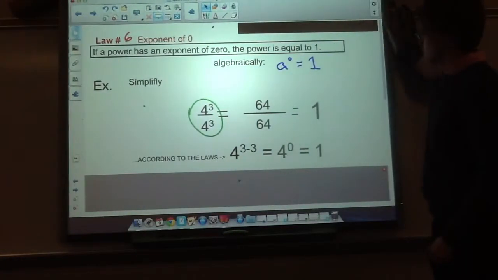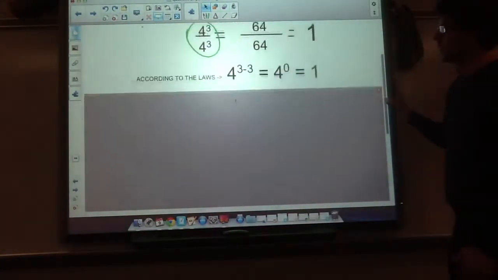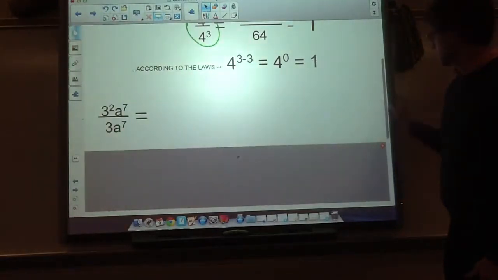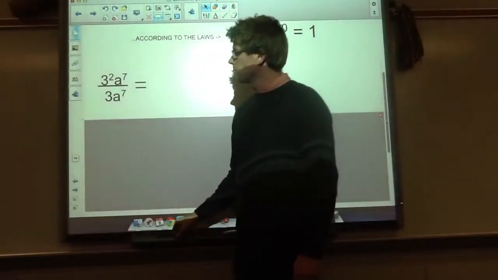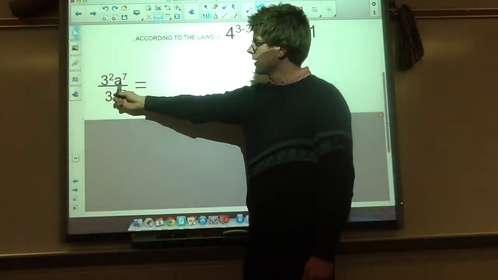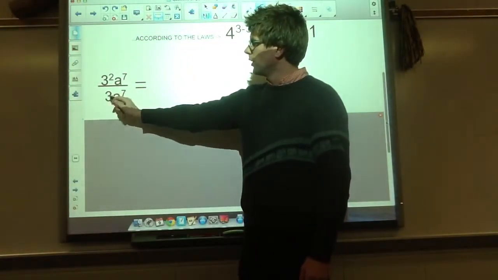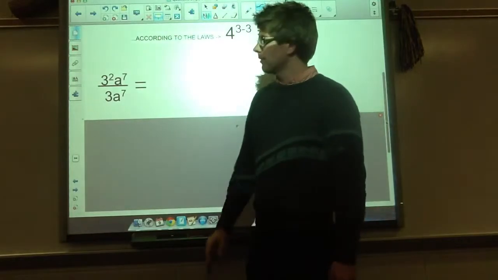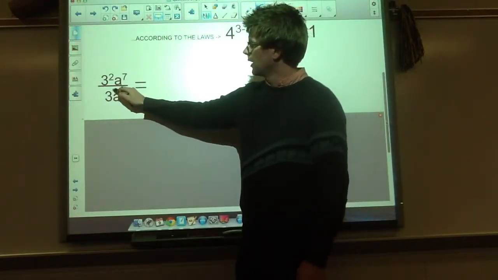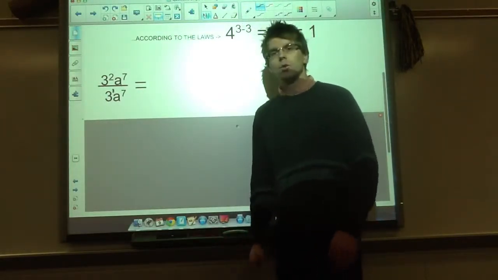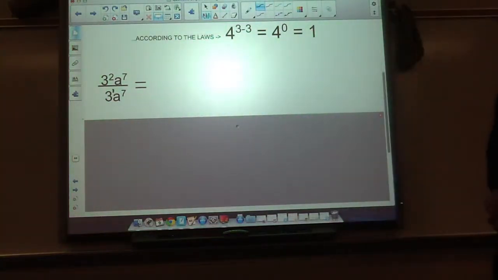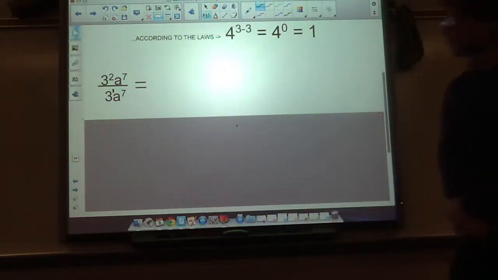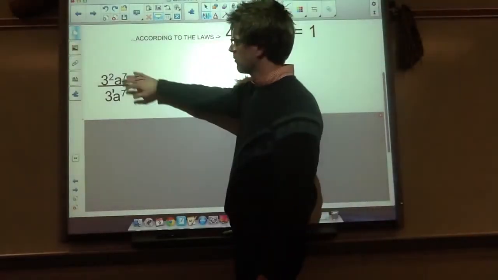Let's go ahead and practice some examples, seeing how this plays out, even though we already have in several cases. Here's one example: 3 squared times a to the 7th over 3 a to the 7th. Of course, this is greatly simplified from our last set of examples from our previous law. You simply have a quotient of powers here.